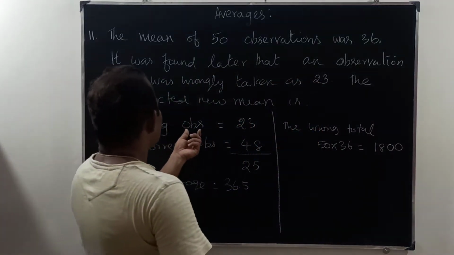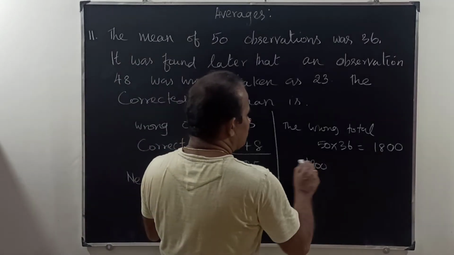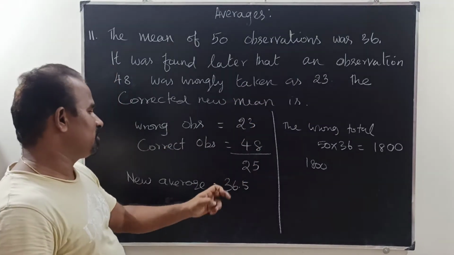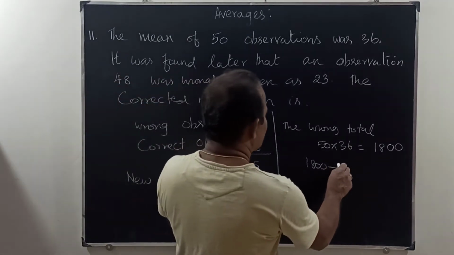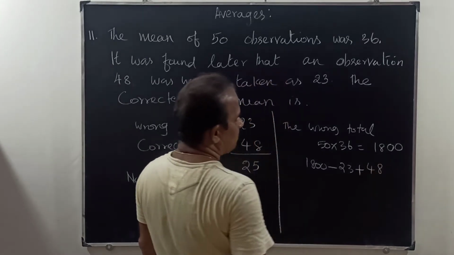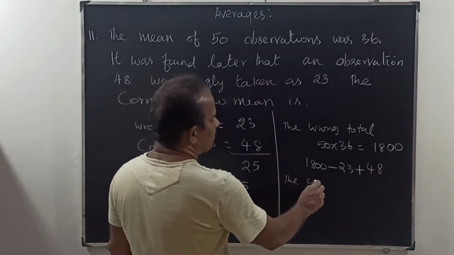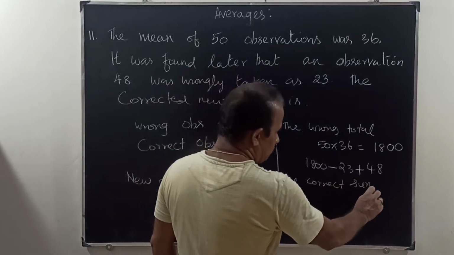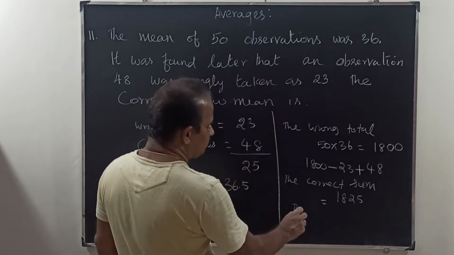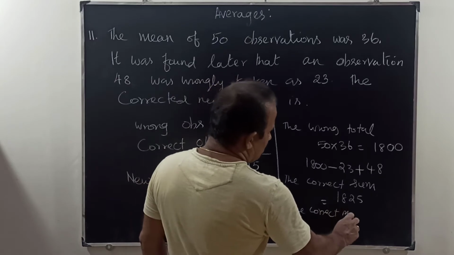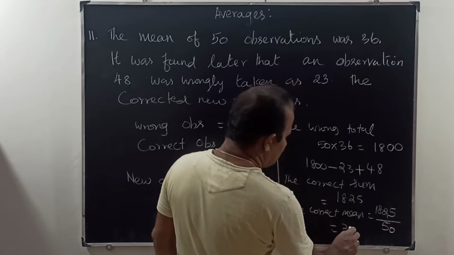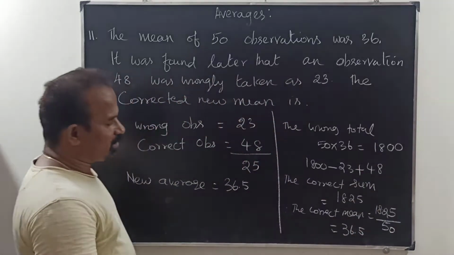Here this 1800 sum consists of this 23 and 48, apart from all other observations. So we have to subtract the wrong 23 and add the correct 48. The correct sum is equal to 1825. Therefore, the correct mean is equal to 1825 divided by 50. This is nothing but 36.5.